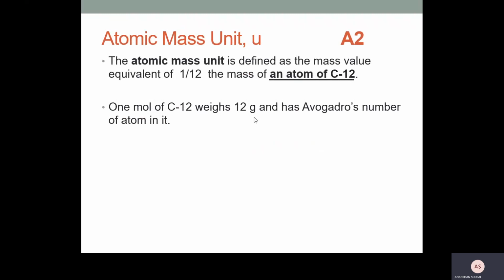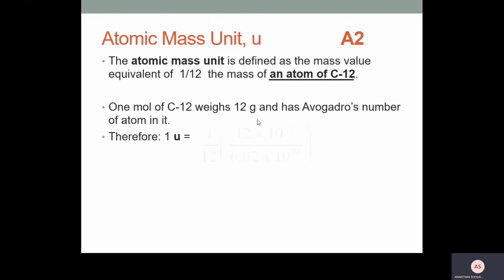Nucleon number is the weight of 1 mole of that substance. Helium is what? 4. So the nucleon number is 4, so 1 mole of helium is 4 gram. Okay. Shortcut, remember.